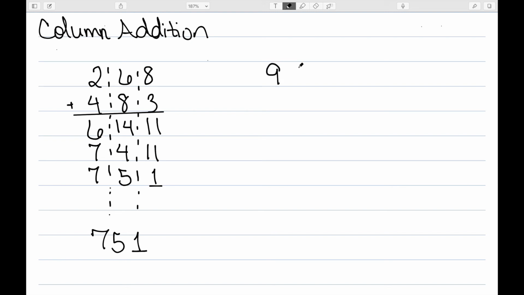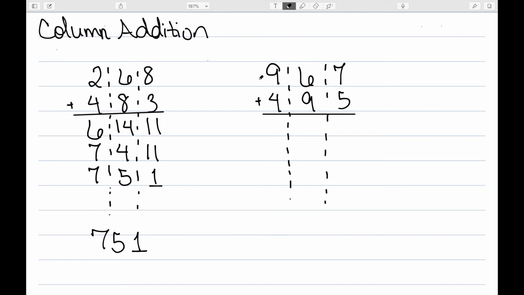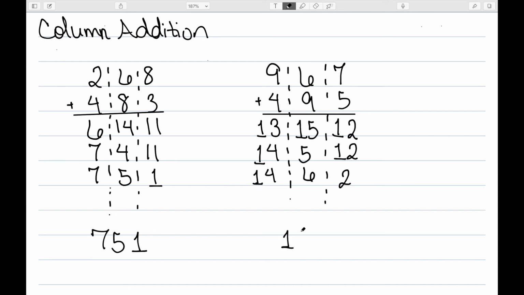Let's do another one of these. 967 plus 495. Once again, let's break this up into columns. And then add each column. 9 plus 4 is 13. 6 plus 9 is 15. 7 plus 5 is 12. And then we move any 10s to the column to the left. So I move this 1 over to make this 14 and a 5, 12. I then need to move this 10 over. So the 5 becomes a 6 and this is a 2. So my solution, 1,462.